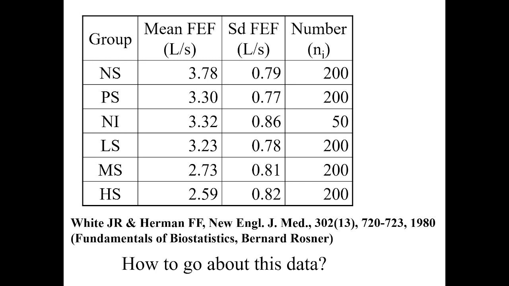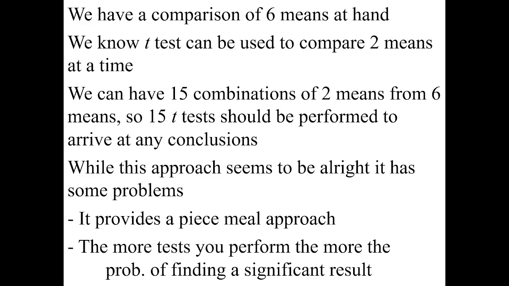Now, coming back to the question, how to go about this data? You have 6 groups with a quantitative parameter measured, and equal numbers in each. So we have a comparison of 6 means at hand. We know that a t-test can be used to compare 2 means at a time. But with 6 groups, if you want to do pairwise comparison, you have 15 combinations. So at least 15 t-tests should be performed to arrive at any conclusion.